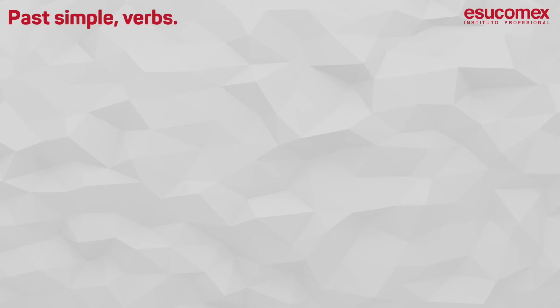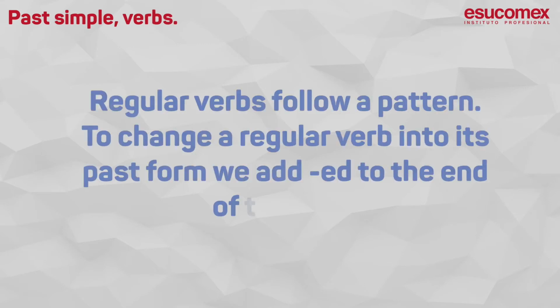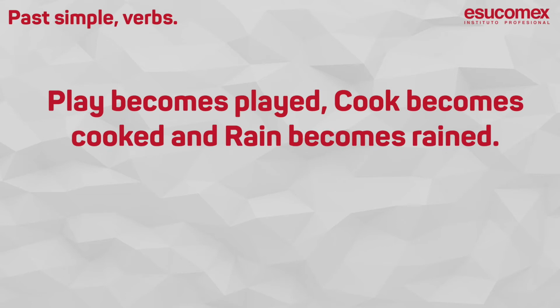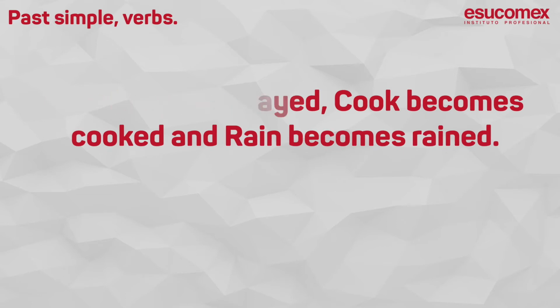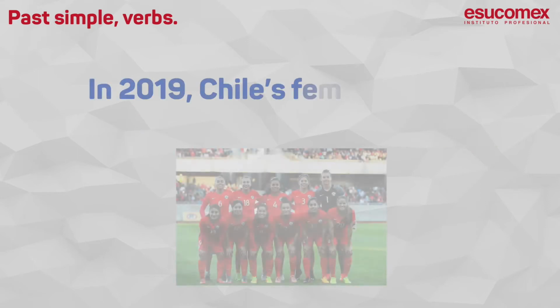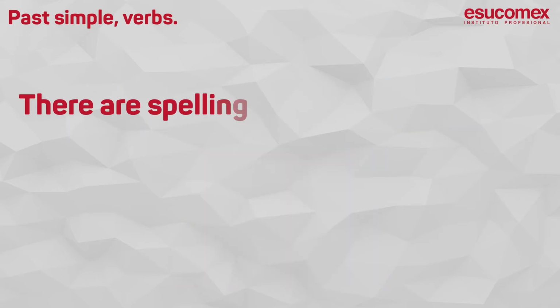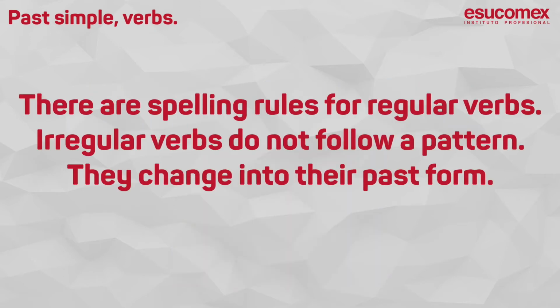Past simple verbs, regular verbs and irregular verbs. Regular verbs follow a pattern. To change a regular verb into its past form, we add ed to the end of the verb. Examples: play becomes played, cook becomes cooked, and rain becomes rained. In 2019, Chile's female league played in the Women's World Cup. There are spelling rules for regular verbs.